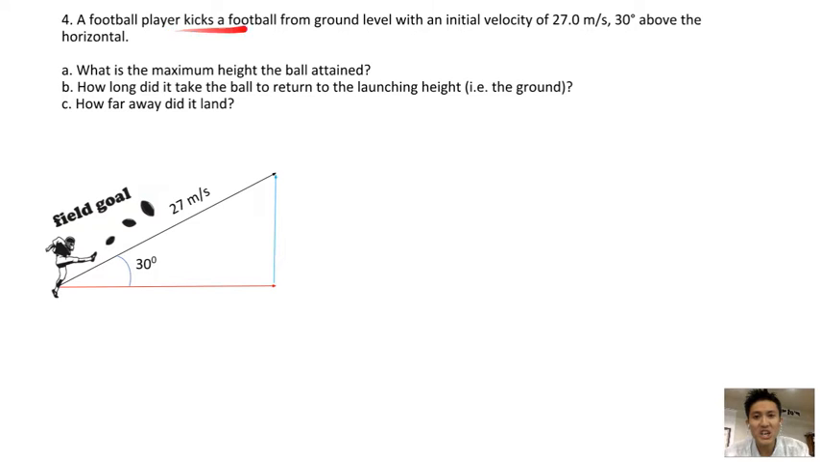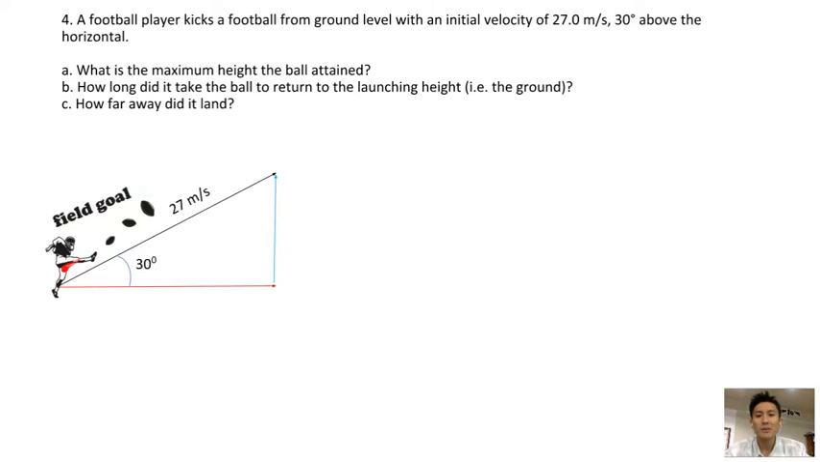We have a football player and he kicks a football from the ground level with an initial velocity of 27 meters per second. Okay, so that's a diagonal velocity. And that velocity is 30 degrees above the horizontal. We want to find the maximum height of that kick. We want to find how long it takes the ball to return to launching height, so basically the ground, or the same level he kicked it at, and then how far away did it land, the range.